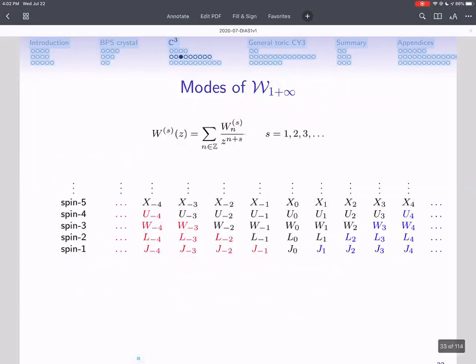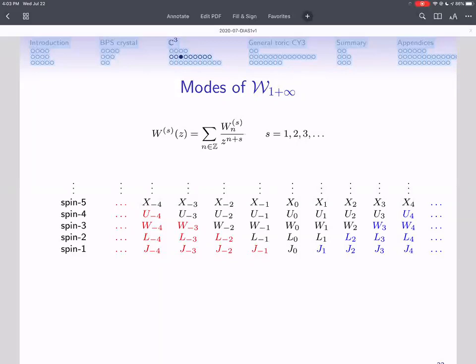So to see roughly how this isomorphism maps, here I write down all the modes of the W1 plus infinity. The vertical direction is the spin, from 1 all the way to infinity, and the horizontal direction is the mode. So this vertical line is the 0 mode, and this is the raising operator with level.